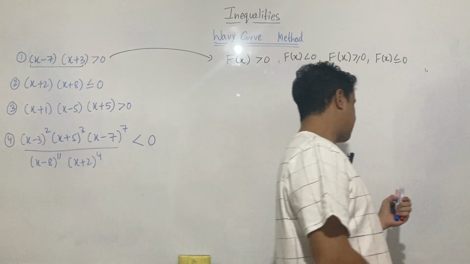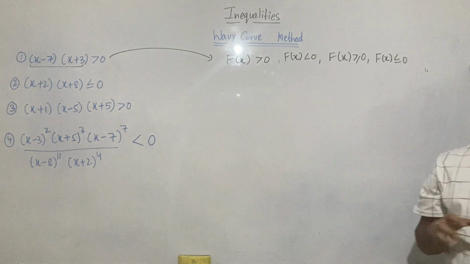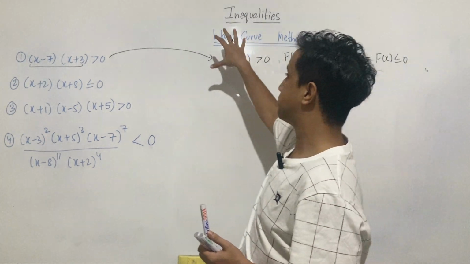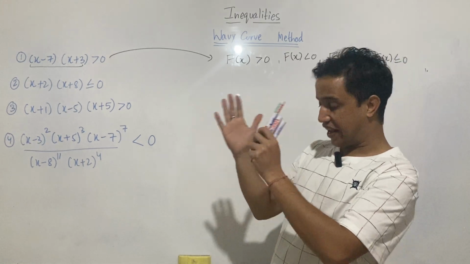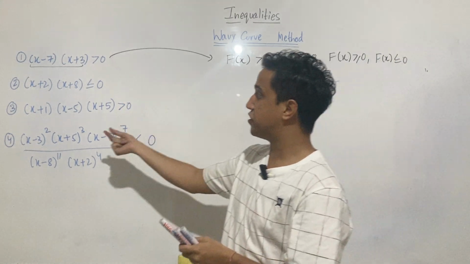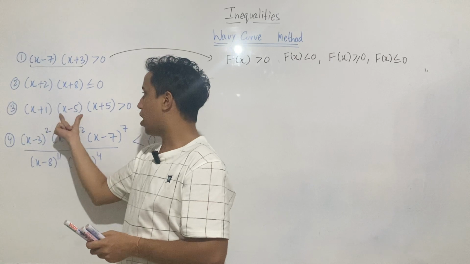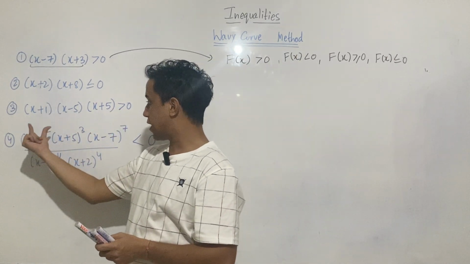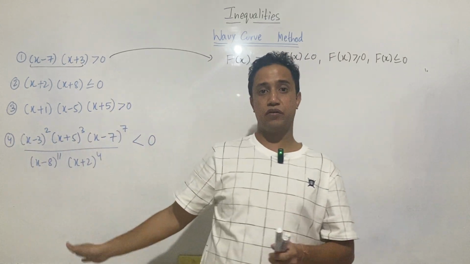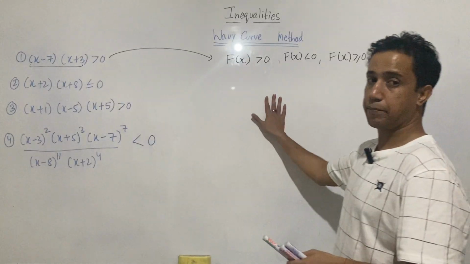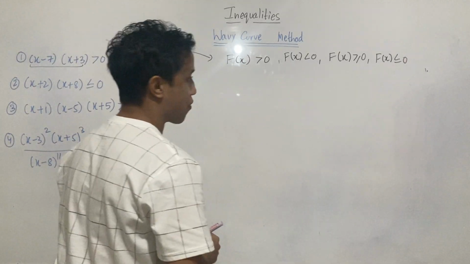First, when we apply the wavy curve method, we have to keep in mind that this method is only applicable when your f(x) is in the form of a product of factors. See here, it's in the form of a product of factors. Here a product of two factors, here a product of two factors, here a product of three factors. In the numerator we have a product of factors, and in the denominator we have products of factors too. So this is applicable when your f(x) represents a product of factors.